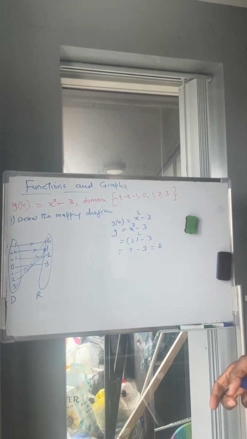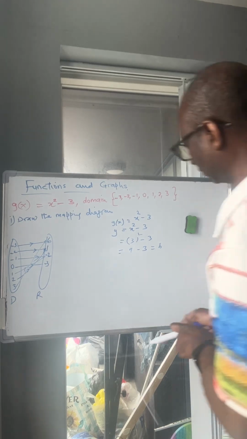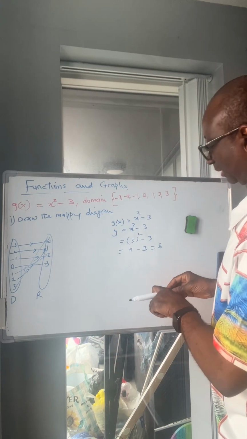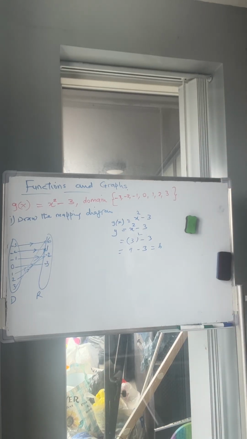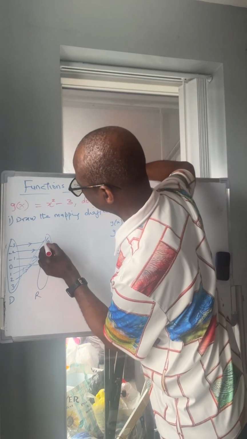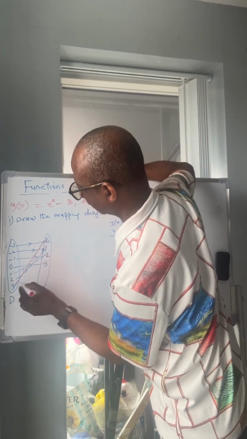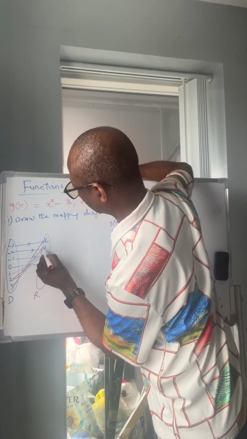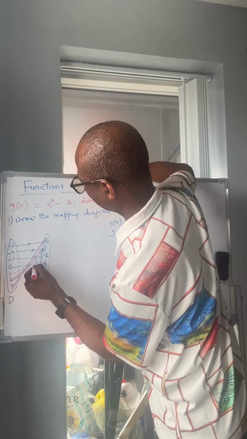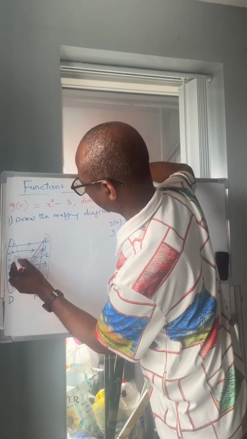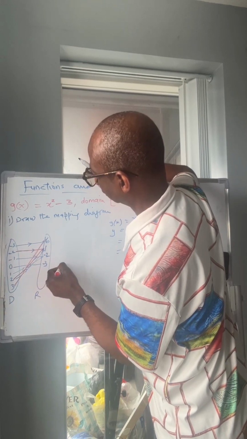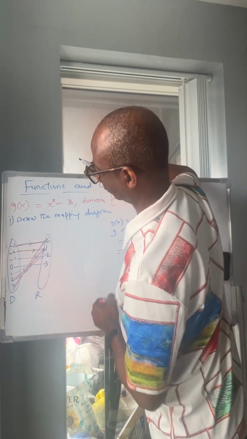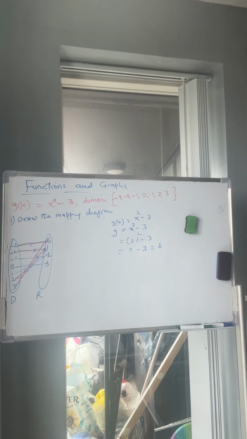So what do you have? The diagram is a little bit untidy, but I hope you can understand what is happening. If I use the red marker, would that be okay? 3 maps to 6, 2 goes to 1, and minus 2 goes to 1, minus 3 goes to 6. So this is what you have.